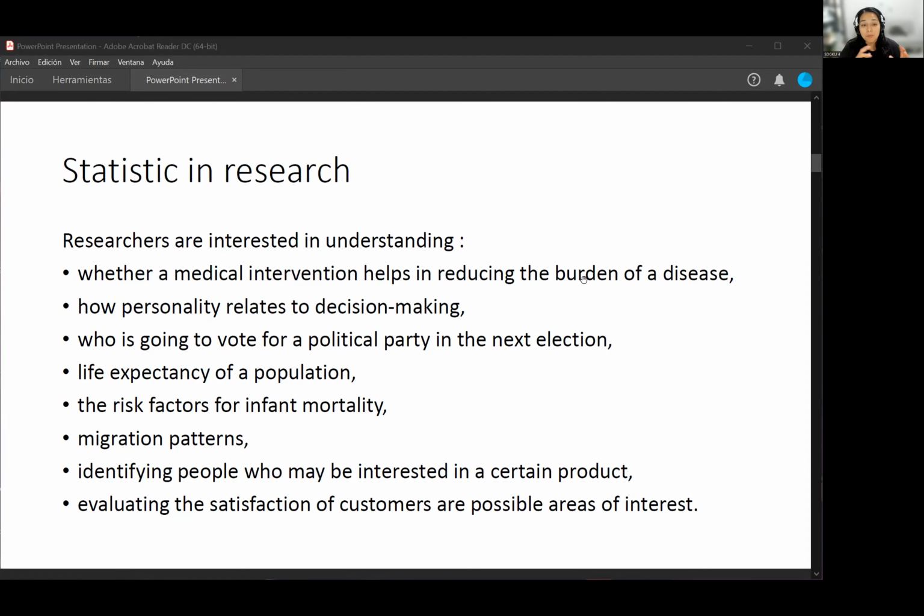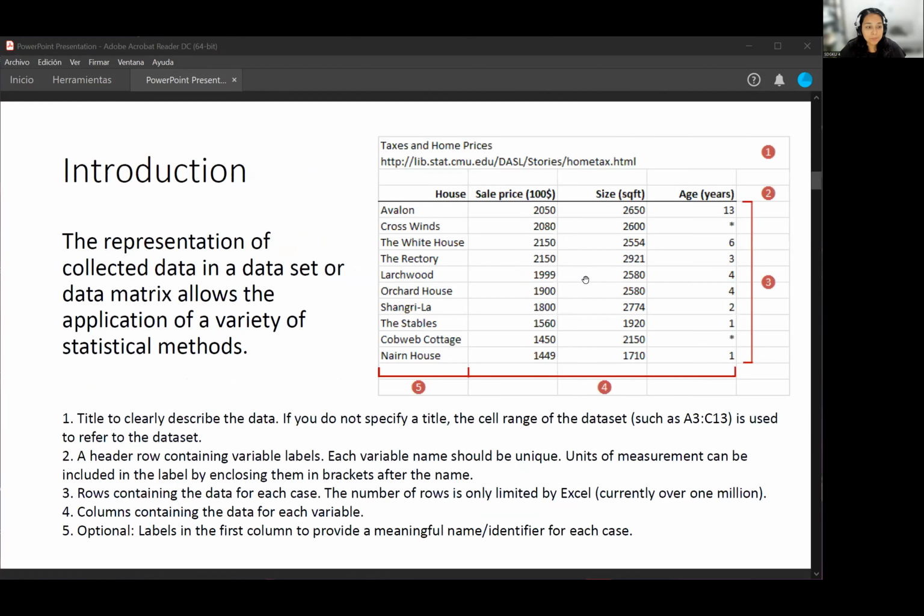Statistics in research is really important because it helps to test hypotheses, make theories, or prove with all the evidence that we have, so we can make assumptions or statements. It's really important in different fields. For example, to understand how personality is related to decision making, the risk factors for infant mortality, migration patterns, or to identify people who may be interested in a certain product. So we can use statistics for different fields in research.